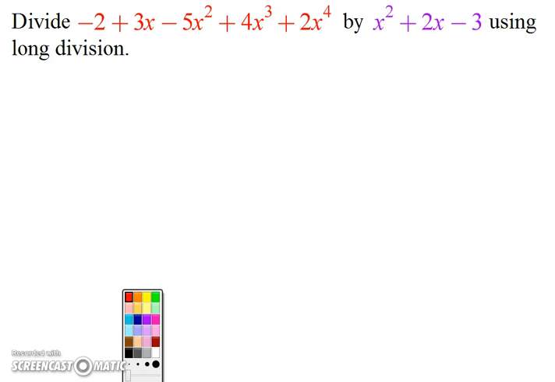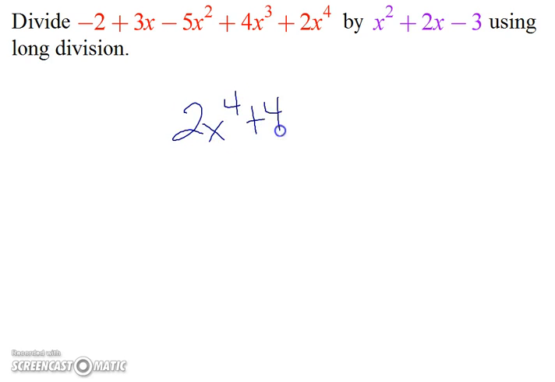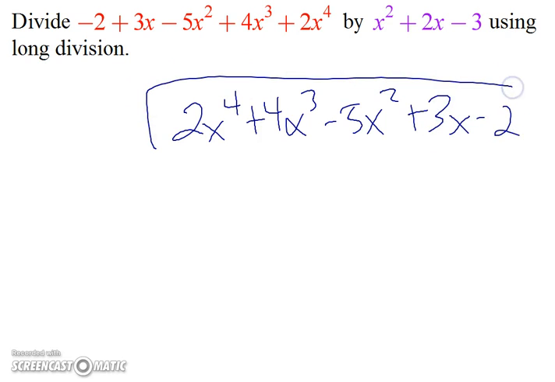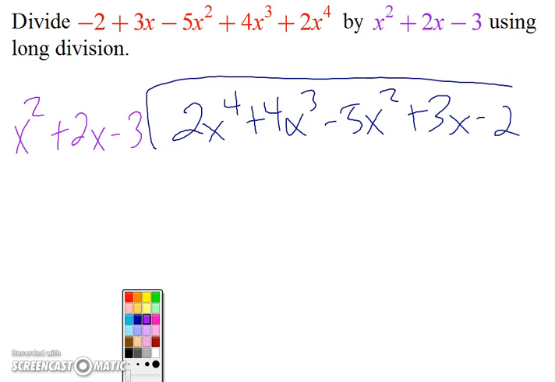First thing I'm going to do is rewrite the inside in descending order of my exponent. So I'm going to flip the order of this around, make it 2x to the fourth plus 4x cubed minus 5x squared plus 3x minus 2, and I'm going to divide that by x squared plus 2x minus 3. And I'm going to repeat the process all over again like I did on the last one.